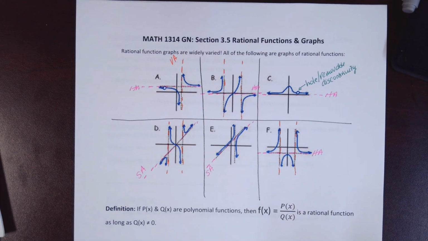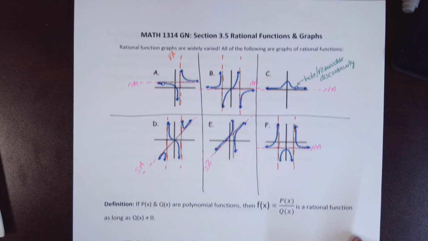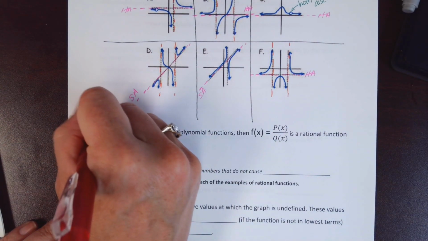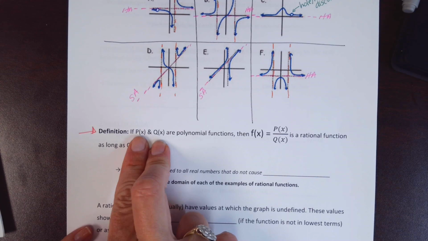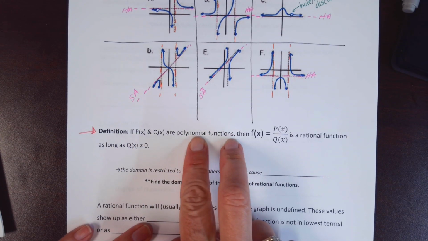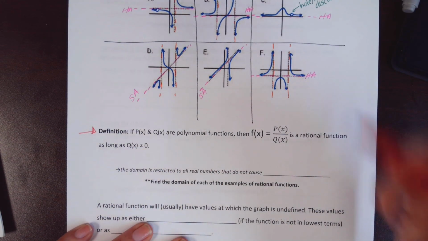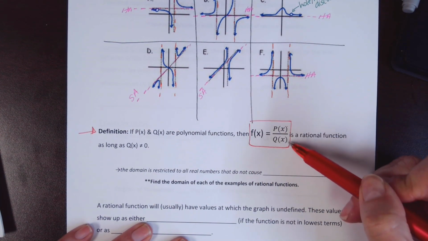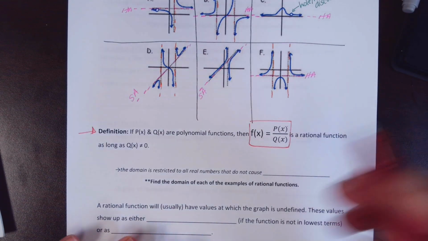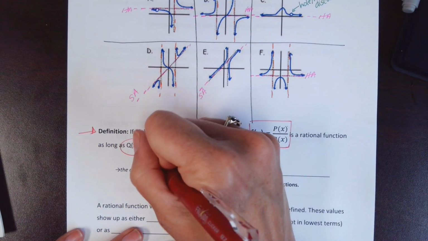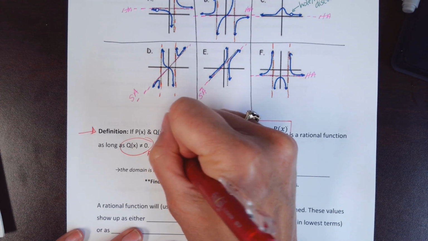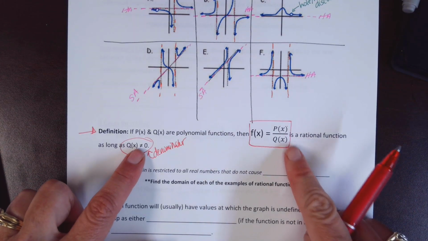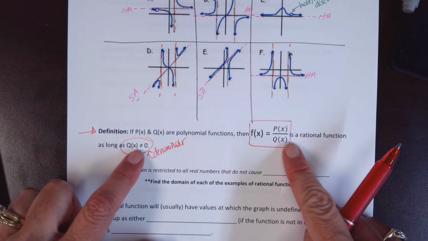We usually have values where our domain is not defined. And here's why. Let's get our definition in for our rational function. If p of x and q of x are polynomial functions, that means there's a variable involved somewhere, right? Then f of x is equal to one function over another, p of x over q of x, is a rational function as long as my denominator, q of x, is not 0. Well, why not? 0 in my denominator causes my function to be undefined there.